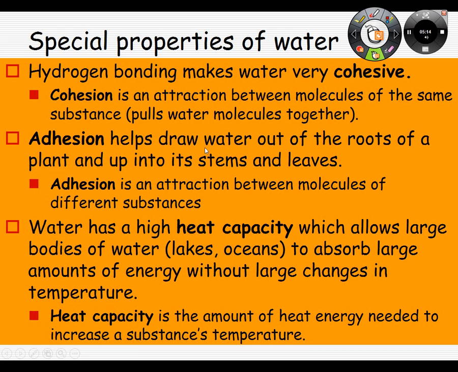Adhesion helps draw water out of the roots of the plant up to the stems and leaves. So this is how water gets from the ground up to the top of trees. Adhesion is the attraction between molecules of different substances. Water has a high heat capacity. It allows large bodies of water, lakes, and oceans to absorb large amounts of energy without large changes in temperature. Heat capacity is the amount of heat energy needed to increase a substance's temperature.